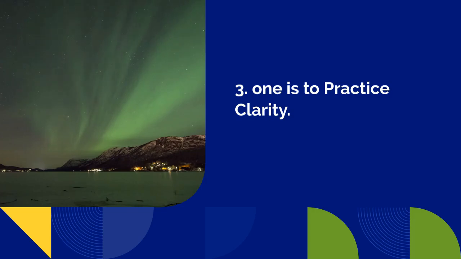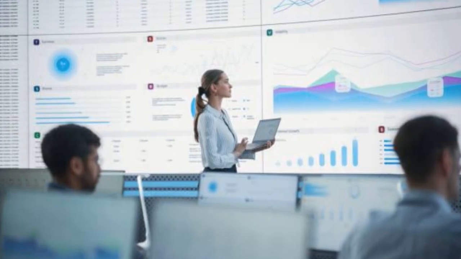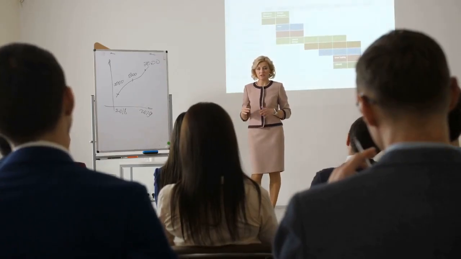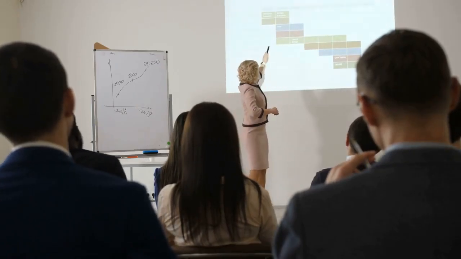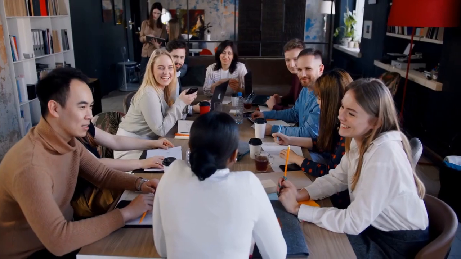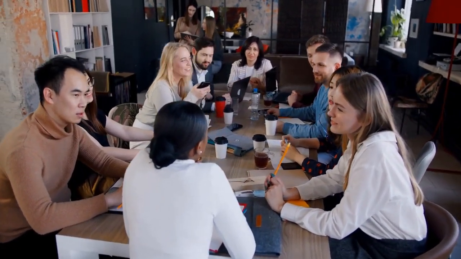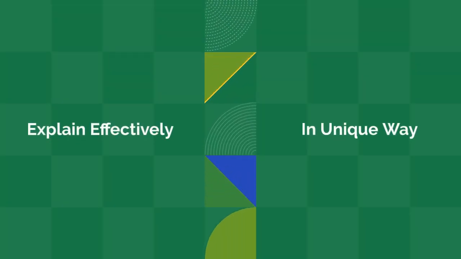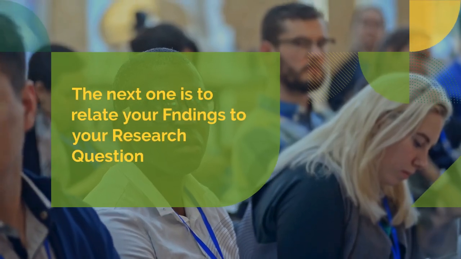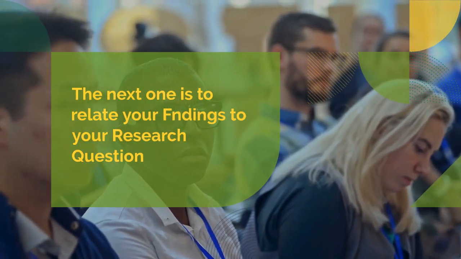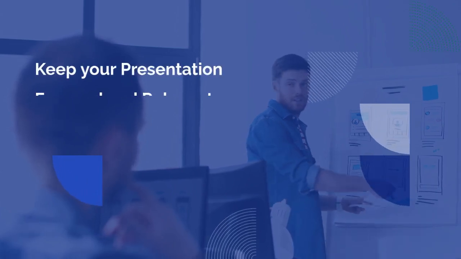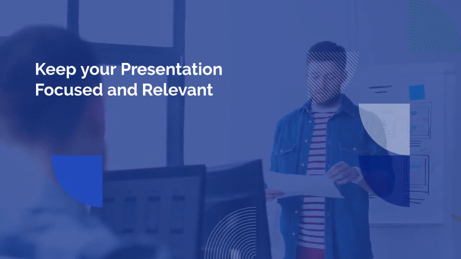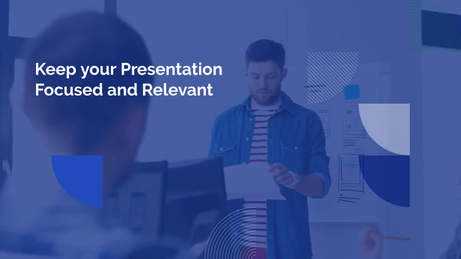Third one is practice clarity. Make sure your findings are easy to understand. Avoid unnecessary complexity, jargon, and any other complexity. Then engage your audience. Ask questions, encourage discussion, and be prepared to explain your findings effectively and differently. The next one is relate back to your research question. Always tie your findings to the research question to keep your presentation focused and relevant.